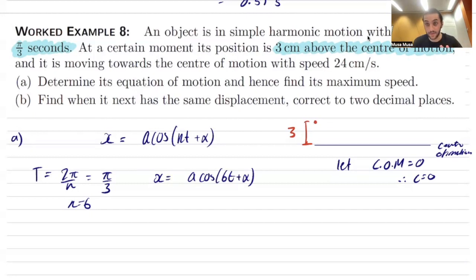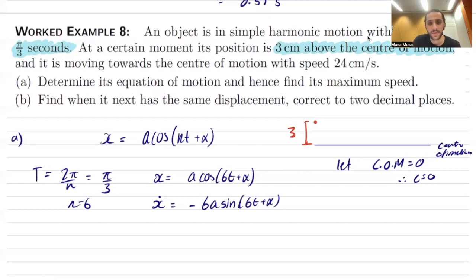Wonderful. Let's just leave it at that for now. Can we find our velocity equation? Yes, I just need to differentiate this with respect to time. So if I differentiate this with respect to time, the cosine goes to negative sine, so it becomes negative, and you multiply by the 6, so negative 6a sine of 6t plus alpha. Lovely. Okay.